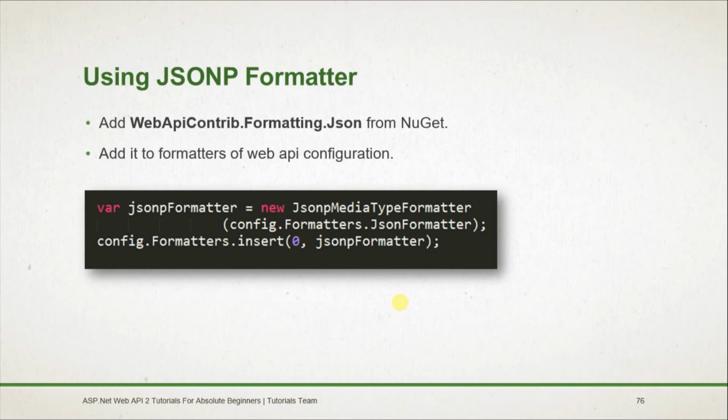For using the JSONP formatter, first of all, we need to add WebApiContrib.Formatting.Jsonp from NuGet, and add the below lines in the WebApiConfig.cs file present in App_Start. We need to create an instance of the JSONP media type formatter, and within the parentheses we need to specify our JSON formatter and add our JSONP formatter within config.Formatters.